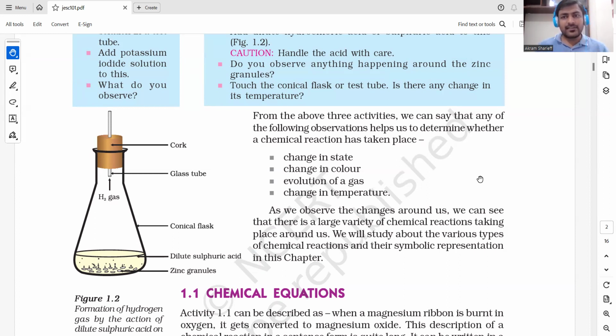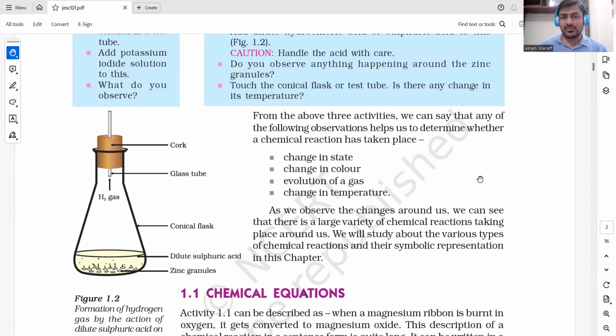So from the above three activities, we can see that any of the following observations helps us to determine whether a chemical reaction has taken place. What are they? If there is a change in state, if there is a change in color, if there is an evolution of gas, or if there is a change in temperature, then we can say that a chemical reaction has occurred. Okay. So evolution of gas, what was an example?